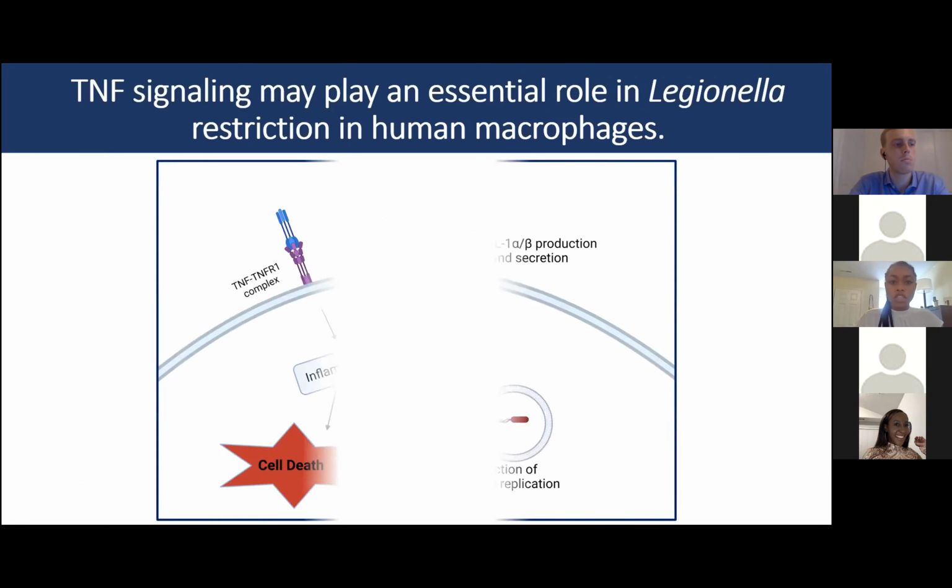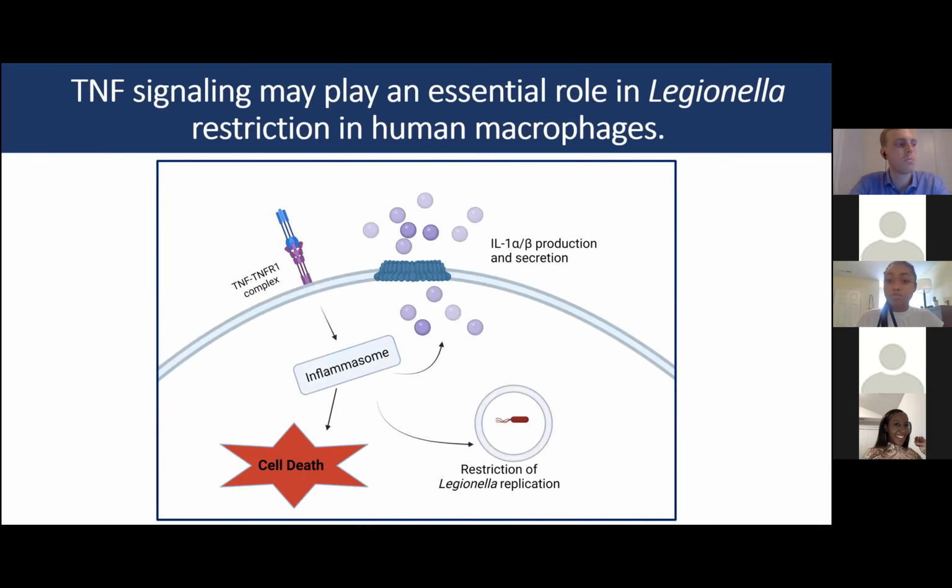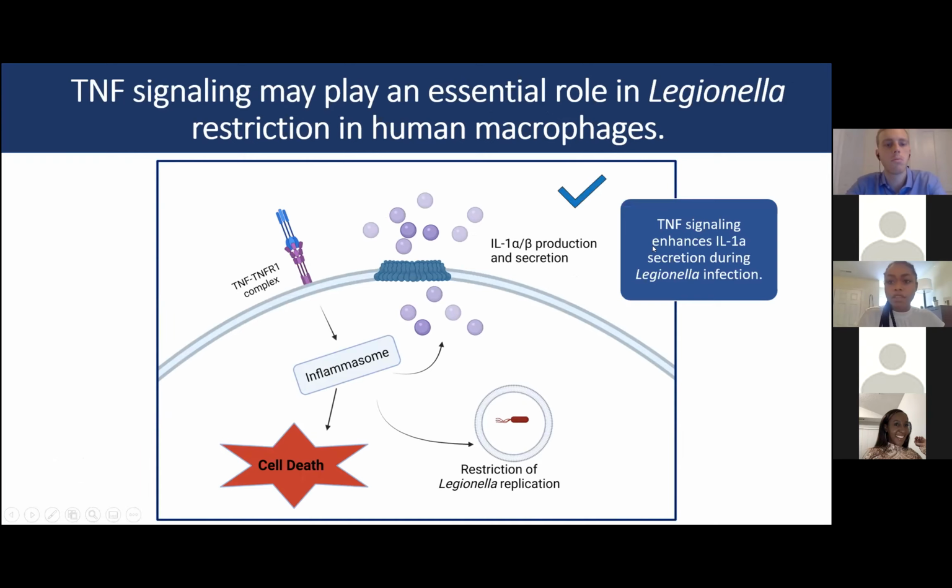Overall, the data suggests to us that TNF signaling may play an essential role in Legionella restriction in human macrophages. We can confirm that TNF signaling enhances IL-1 alpha secretion during Legionella infection. However, further ELISA analysis will help us to understand more about the role of cytokine release during infection and how TNF signaling enhances that. It will be interesting to conduct a Western blot analysis to understand how TNF signaling induces increased IL-1 alpha production versus secretion, to see if there is any relationship between the two.